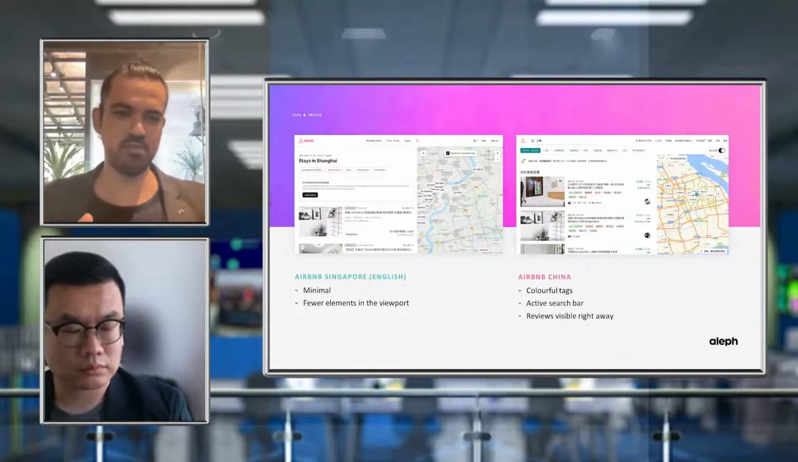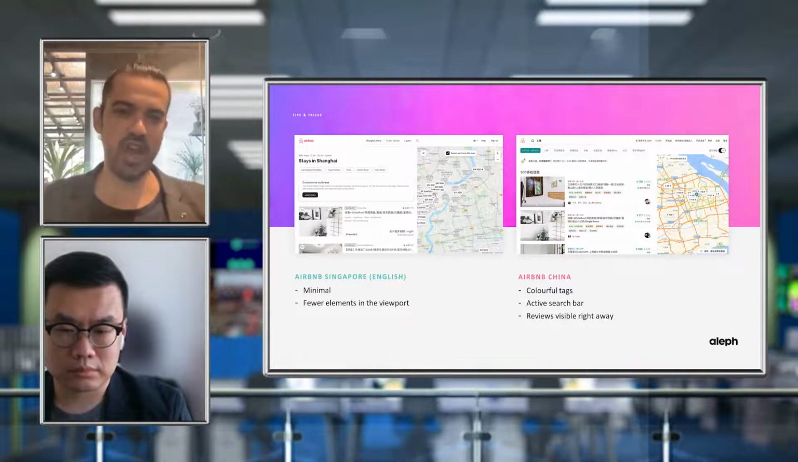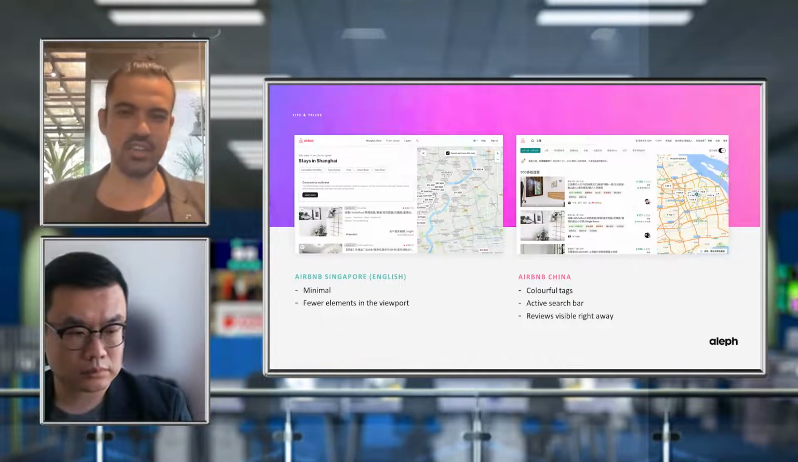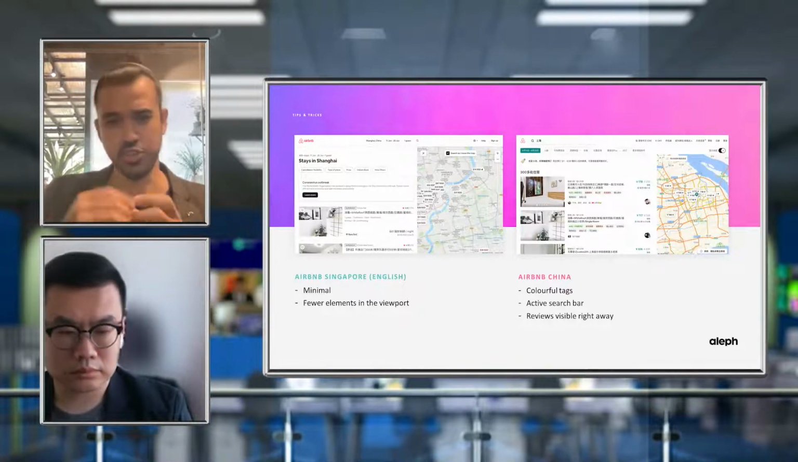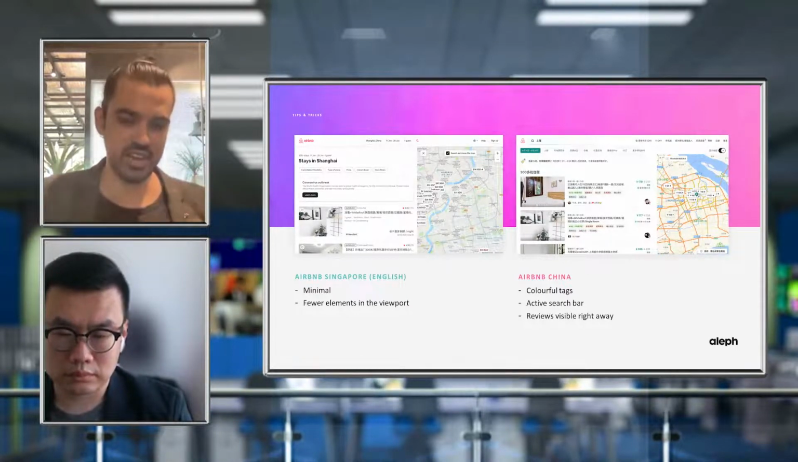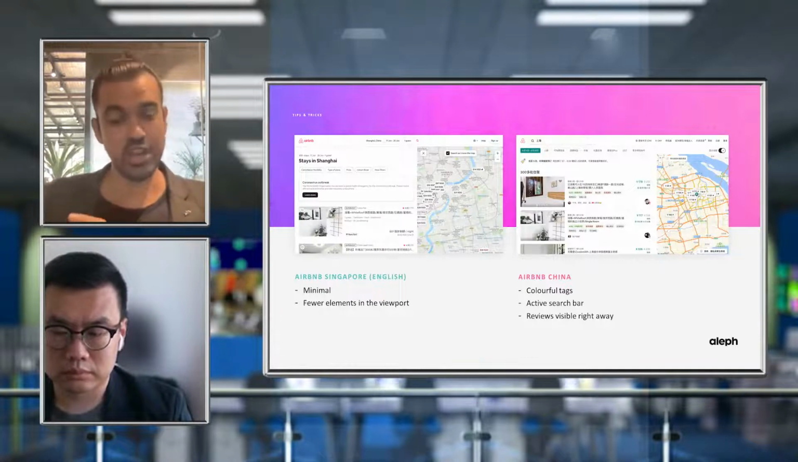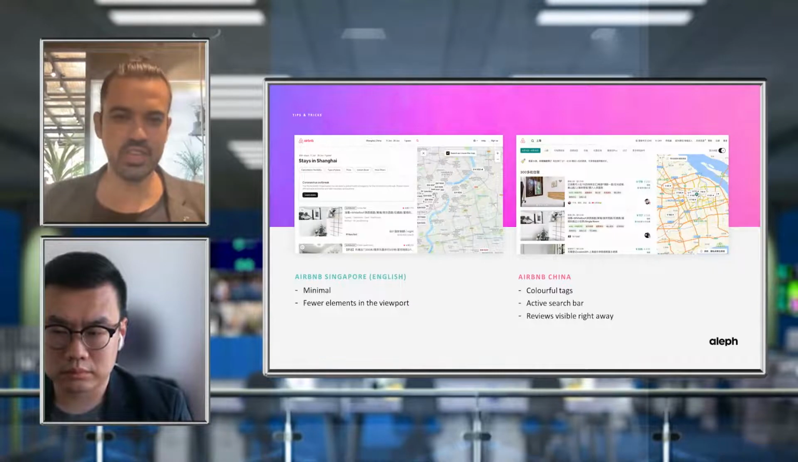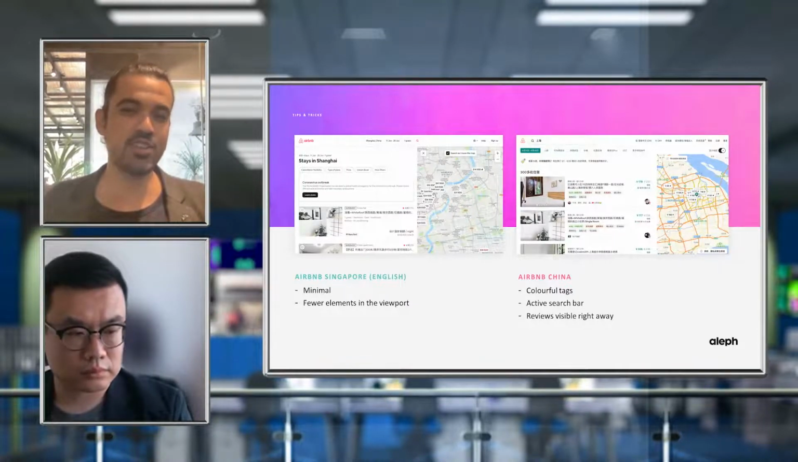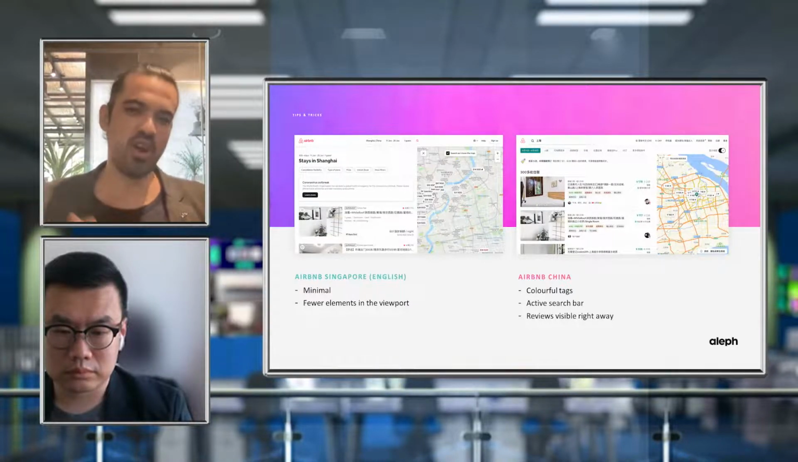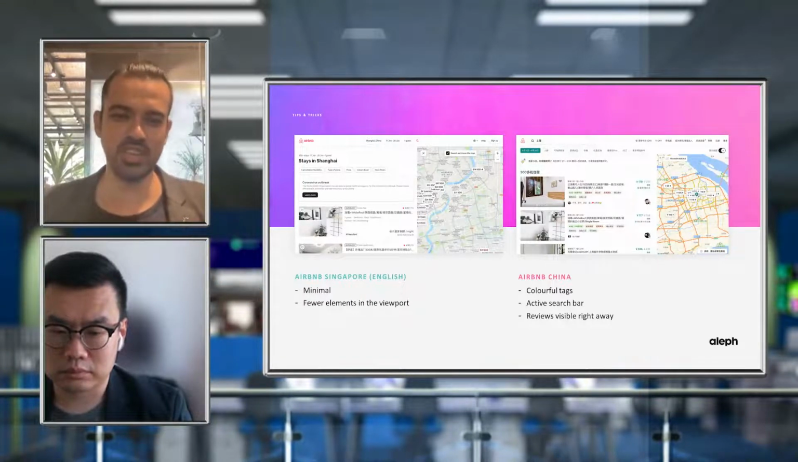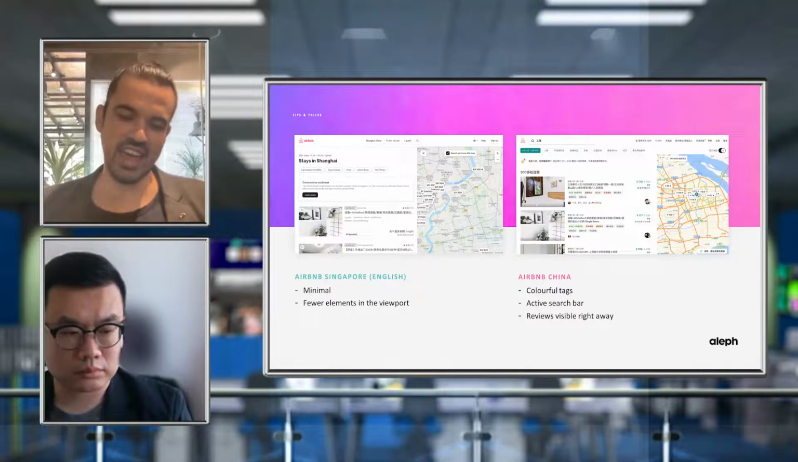If you look at Airbnb Singapore, it's minimal. There are fewer elements in the viewport. But if you look at Airbnb China, there are colorful tags. It kind of distracts your eye to a Western eye, but for a Chinese eye, it might give you more information to work with. There's an active search bar, and interestingly, they put the reviews much more upfront. They've made those reviews visible right away.